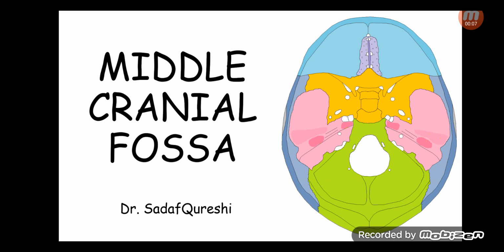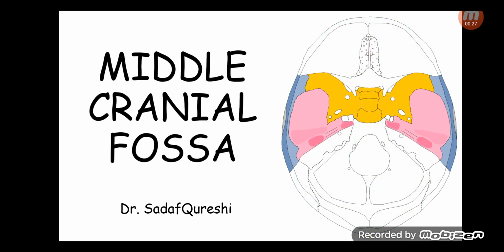As we know, the cranial cavity is divided into three parts: anterior cranial fossa, middle cranial fossa, and posterior cranial fossa. In the last video, we talked about the anterior cranial fossa in detail, and today we will talk about the middle cranial fossa in detail, and in the next video we will talk about the posterior cranial fossa in detail. So, starting today's topic, that is the middle cranial fossa.